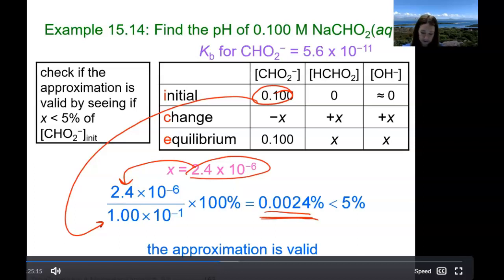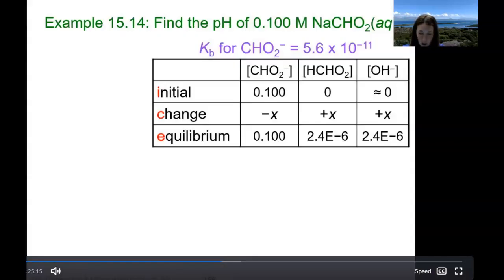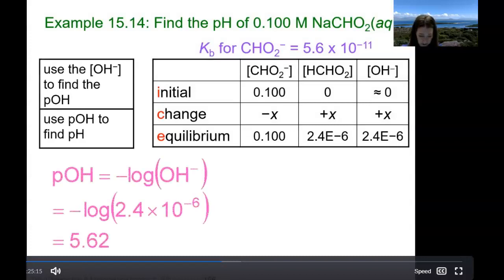Now remembering that this is the concentration of OH, right? So if this is the concentration of our OH, that means we have to take the negative log of it. pOH is easier, then subtract from 14. Or we can use Kw, whichever one.